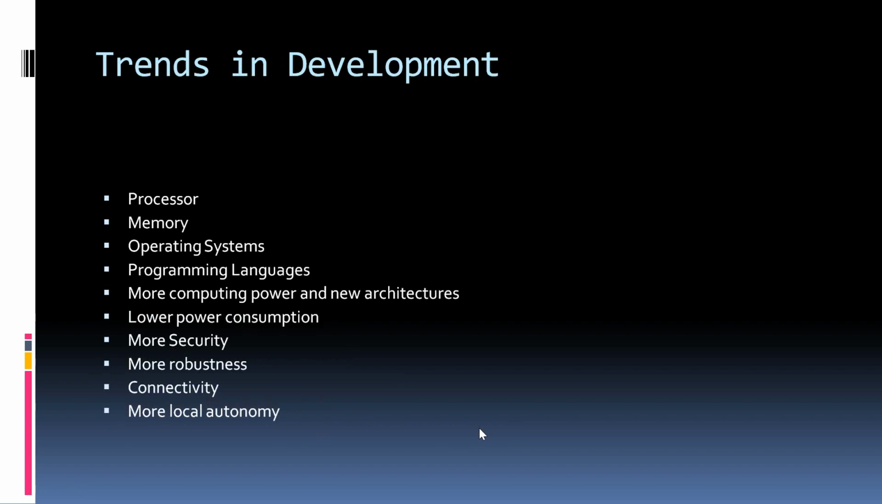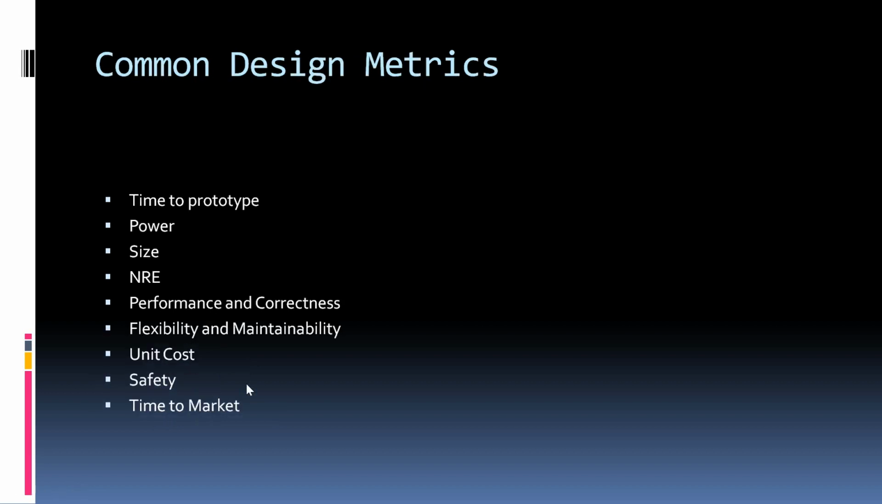Now, trends in development: processor, memory, operating system, programming language, more computing power and new architectures, low power consumption, more security, more robustness, connectivity, and more local autonomy. Common design metrics are time to prototype, power, size, NRE, performance and correctness, flexibility, maintenance, unit cost, safety, time to market.